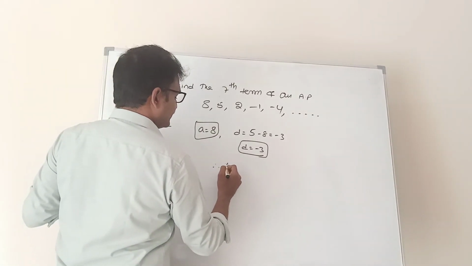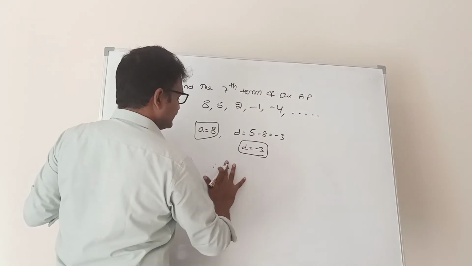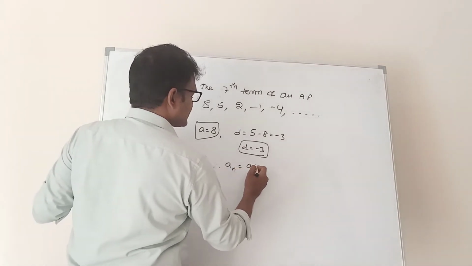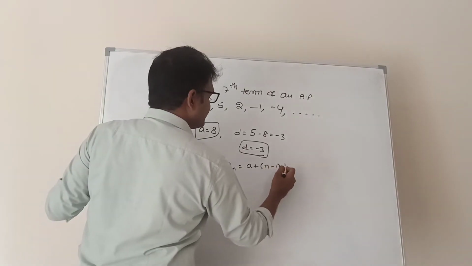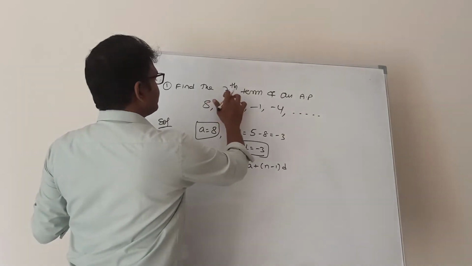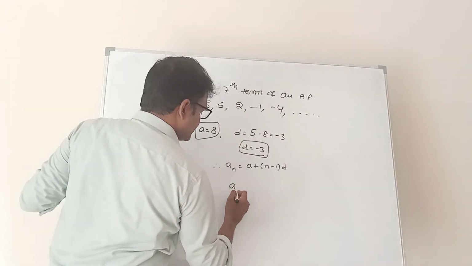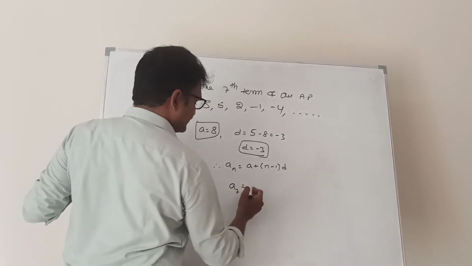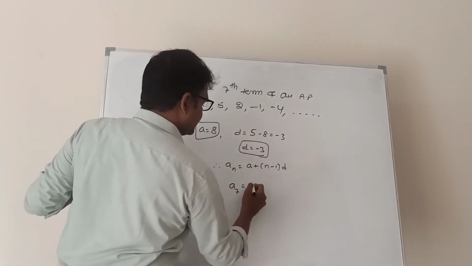What is the formula for the nth term? The nth term formula in AP is an is equal to a plus n minus 1 into d. But we want which term? The seventh term, a7. Nth term means an, seventh term means a7.